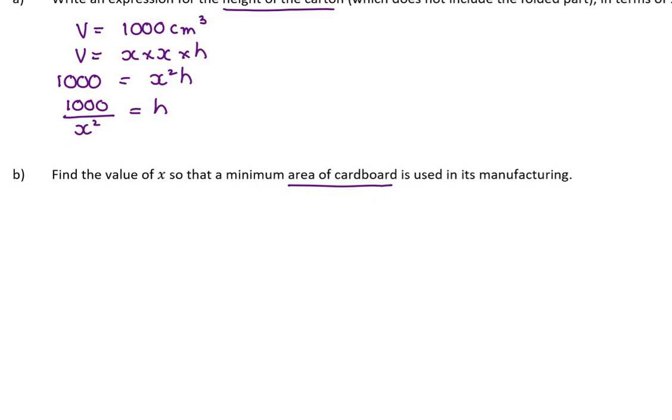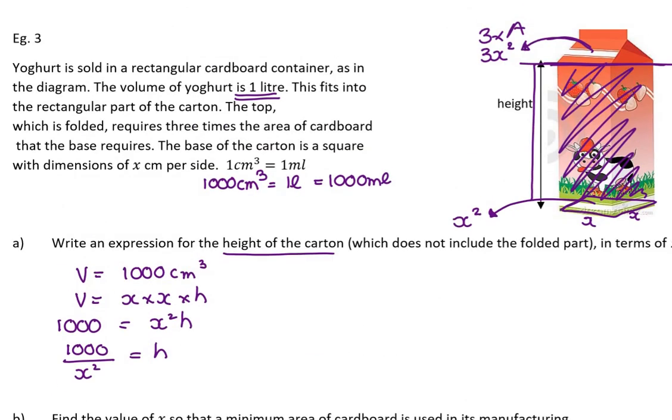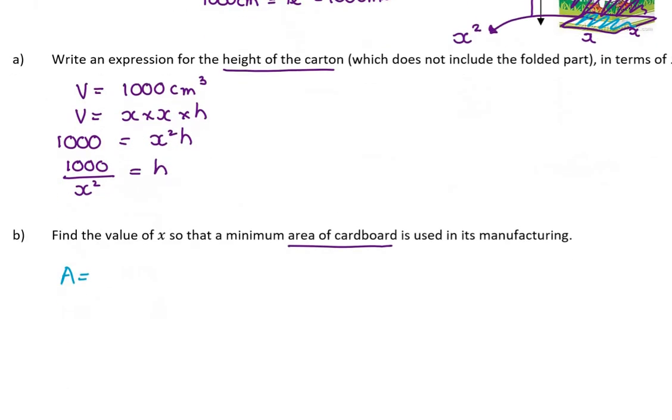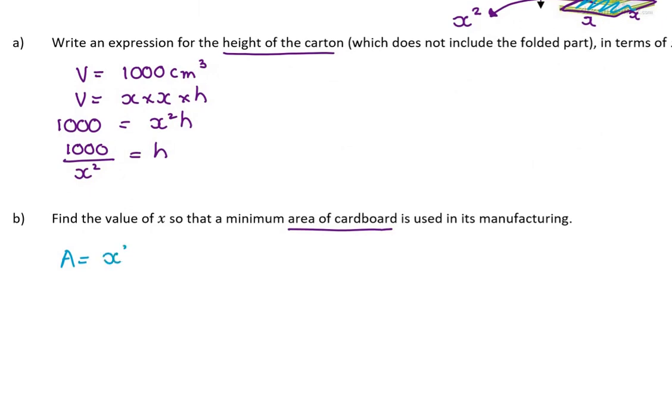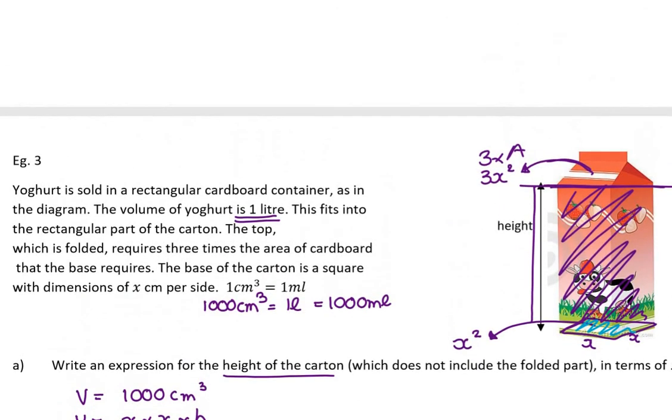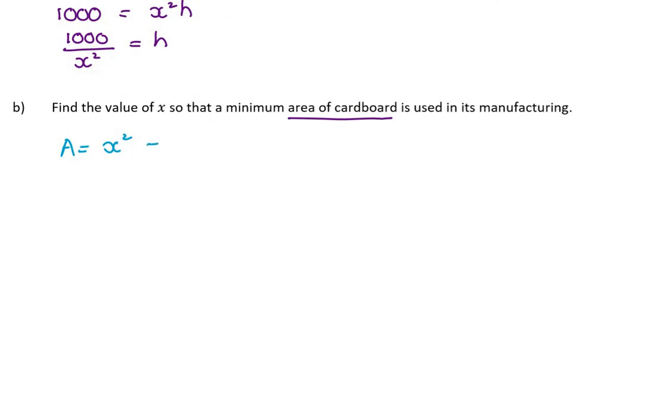Okay, now it says, can we find the value of x so that a minimum area of cardboard is used for manufacturing? So we need an expression for the area of this carton. Well, what do we have here? We've got the base, which we know is x squared. We've got the top, which we know is 3x squared, because it was 3 times the area of the base. And then we've got the body of the rectangular prism, which basically is 4 sides, 4 rectangles.